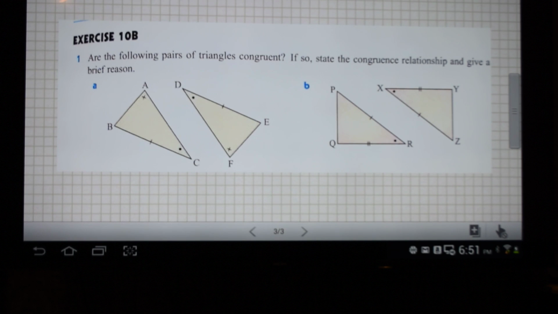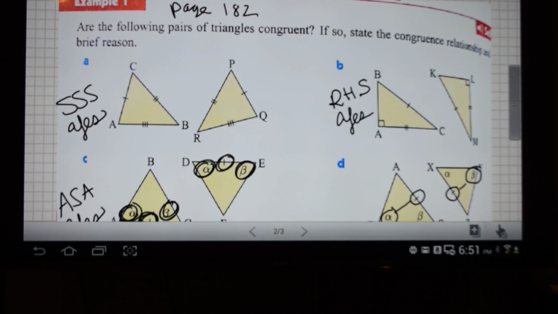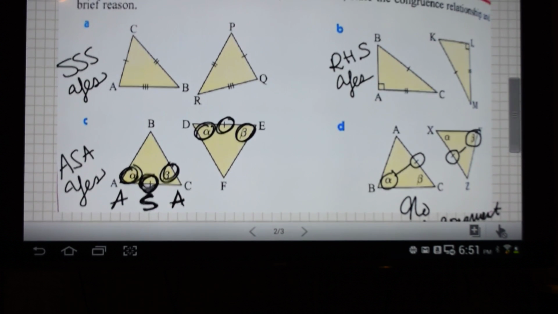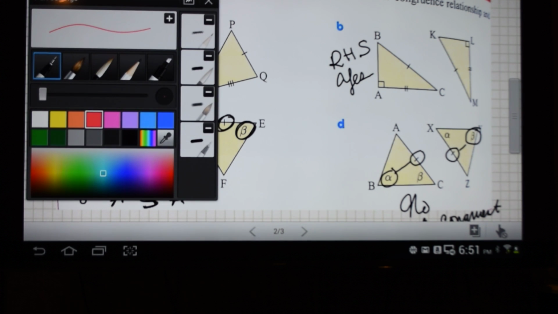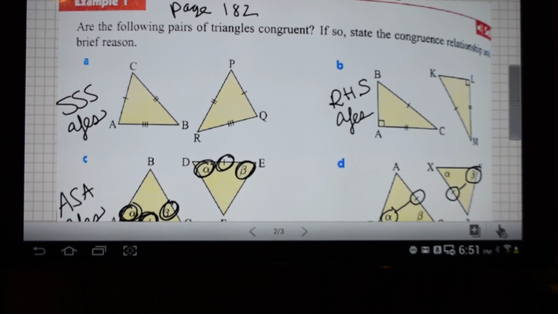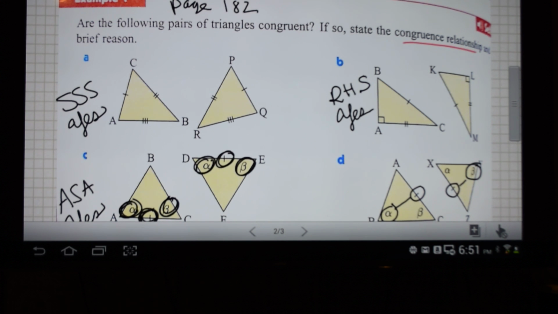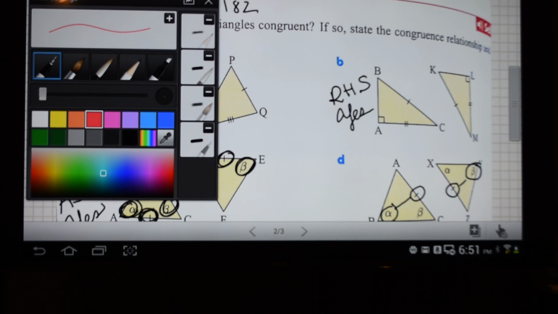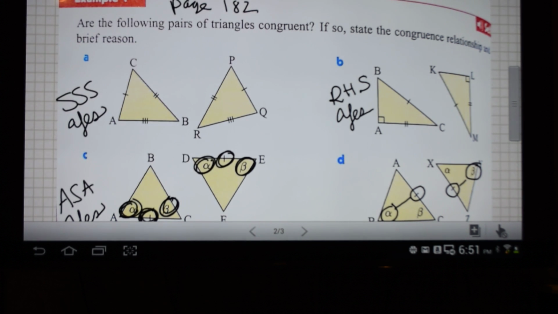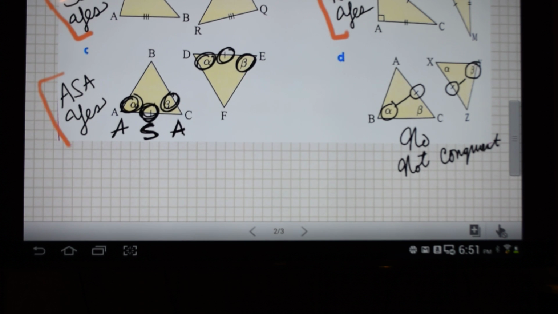I should have done that in the example. I can go back to that. Congruence relationship and brief reason. Yeah, I should have done that. So when it says congruence relationship, that's not what we were just doing. What we were just doing in black is the brief reason. Let me try to do some labeling for you. Orange. So when it says brief reason, that was this, and there is no brief reason for this one because they're not congruent.